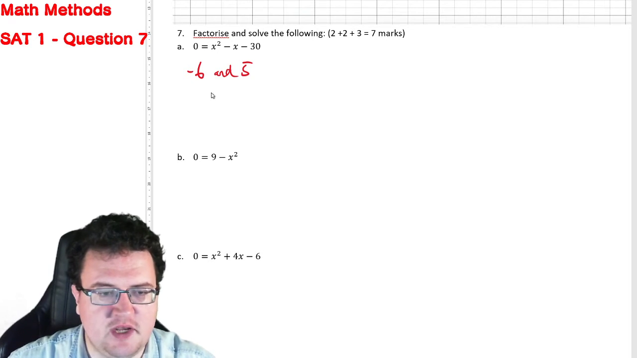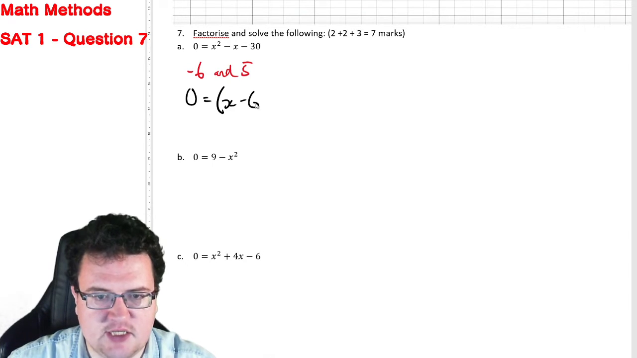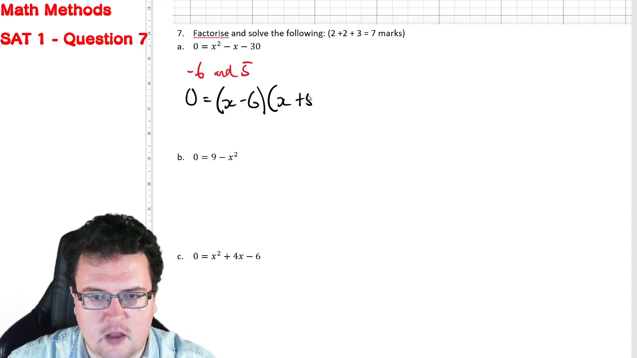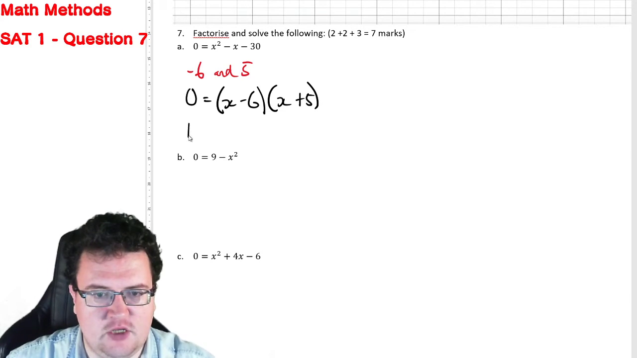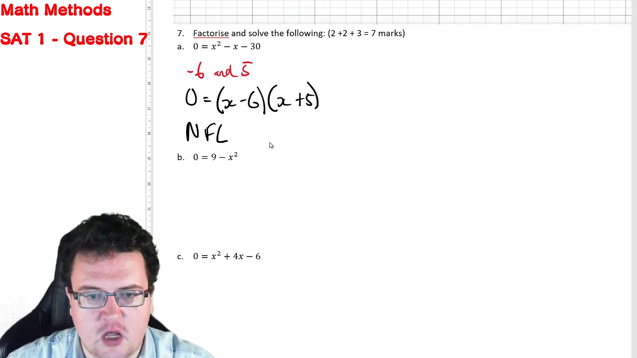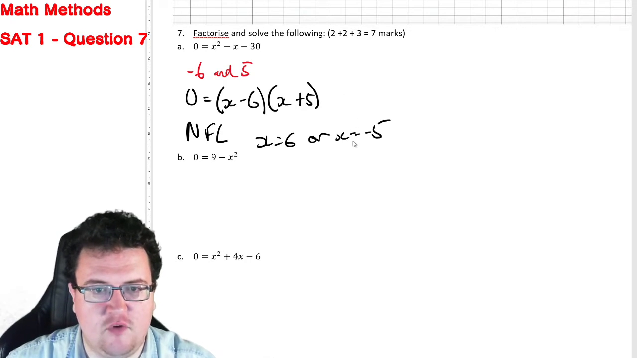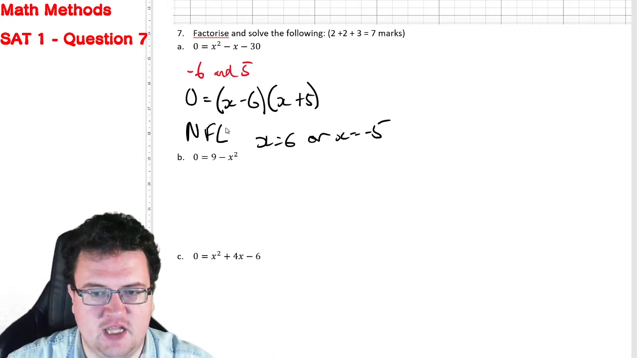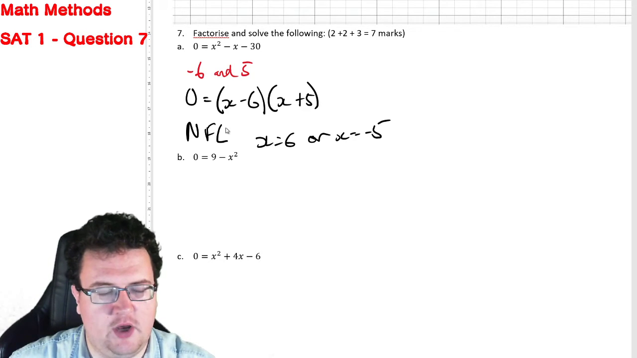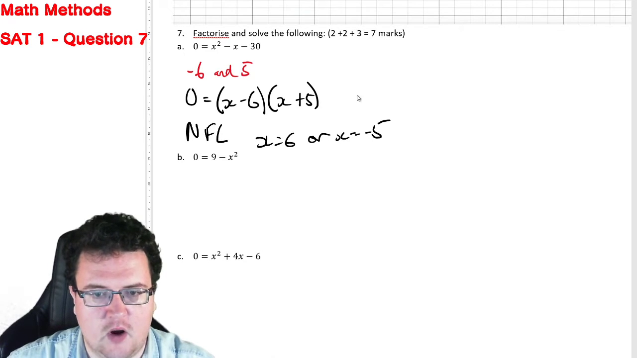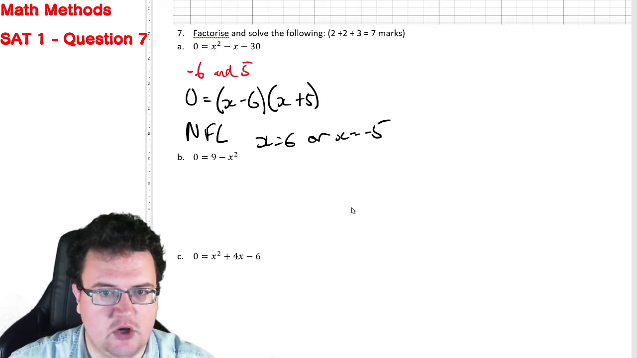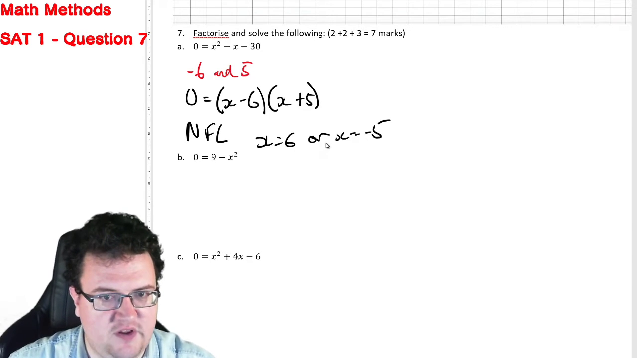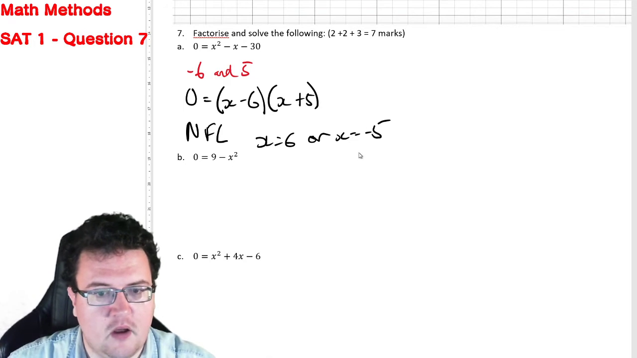So what that will then do is I can instantly go and factorize it to 0 equals x minus 6, x plus 5. And then using NFL, the null factor law, I can get x equals 6 or x equals -5. And if I put either of those into that equation there, it will come out nice and neat and perfect. Because 6 squared is 36, minus 6 is 30, minus 30 is 0. Minus 5 squared is 25, minus 5 is 30, 30 minus 30 is 0. That gets you both answers.